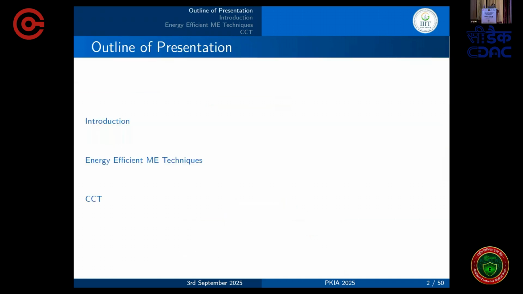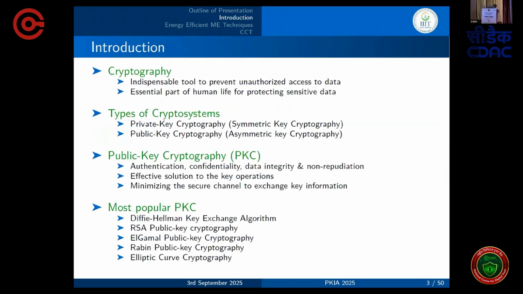The outline of my presentation involves an introduction and an energy efficient multi-modular exponential technique. If time permits, we will also look into concurrent cryptography transformations. I will be starting with the basic introduction only. Today we are speaking about something that someone created or gave thought to yesterday, to discuss or do something on that. So that is why I want to know the essentiality.